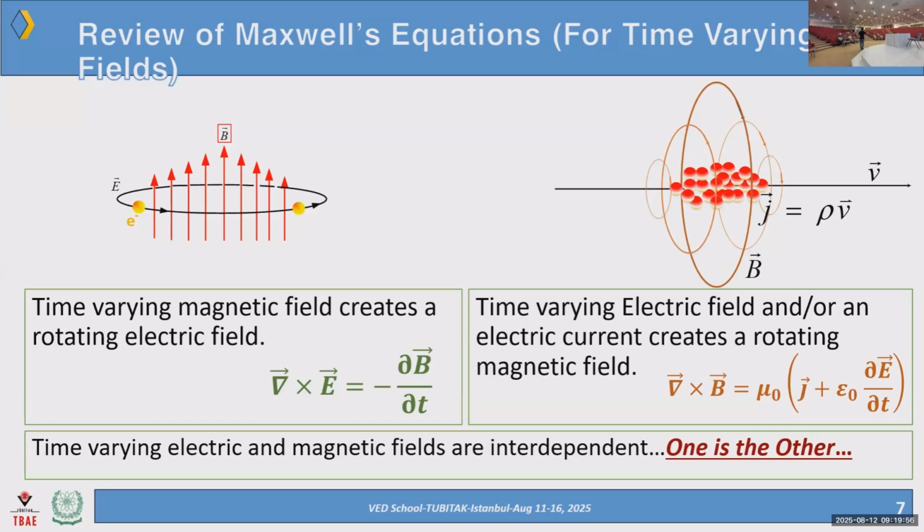This is very different from the static field. In fact, there's this famous saying that one is the other. Wherever you have a time varying magnetic field, you always have an electric field. Similarly, wherever you have a time varying electric field, you always get a magnetic field. So one is the other. They are coupled. Naturally, they are coupled. Okay? So far so good, I guess.